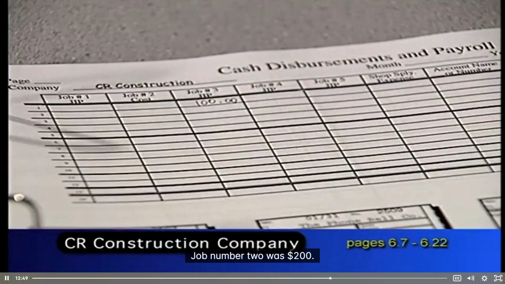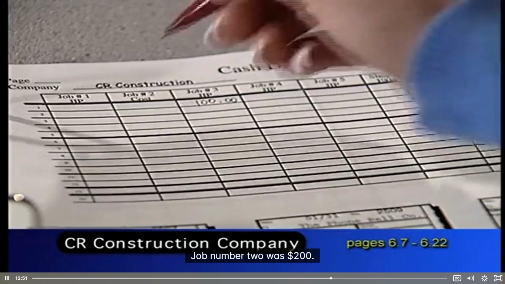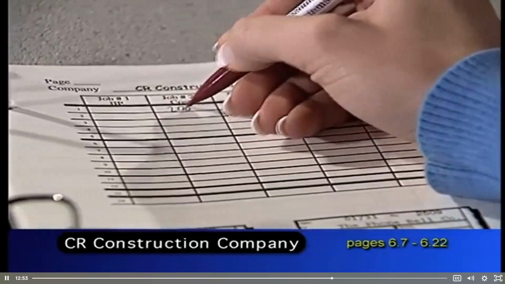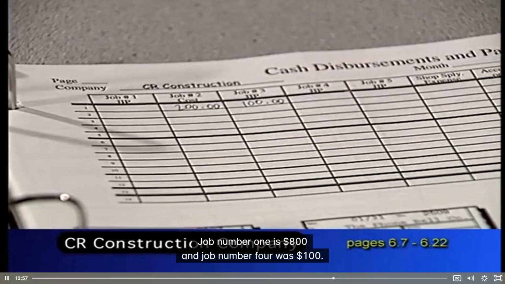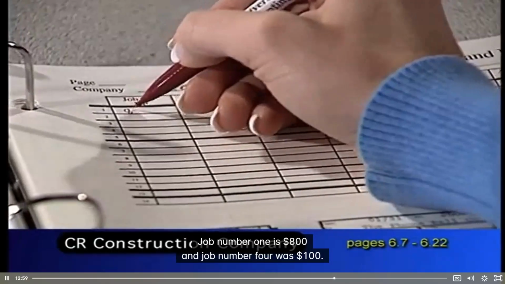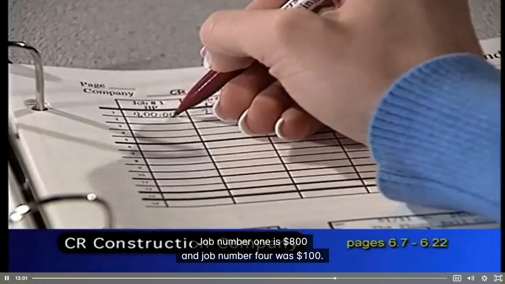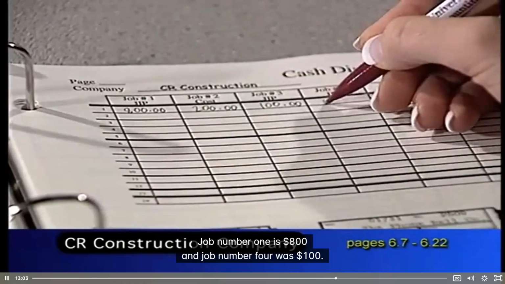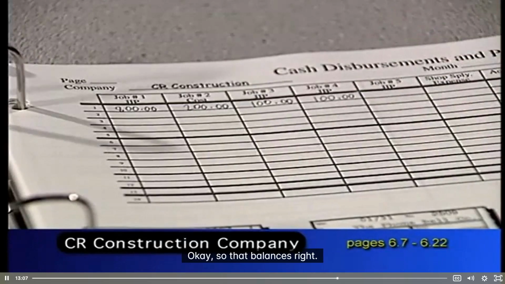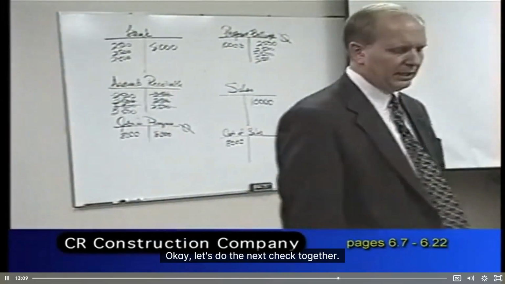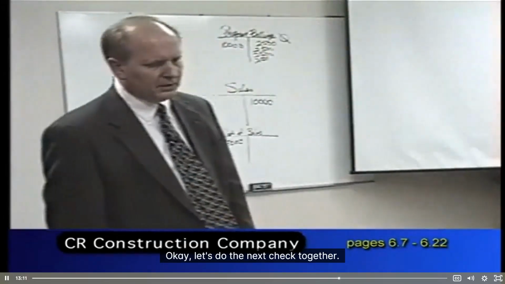Job number 2 was $200. Job number 1 is $800. And job number 4 was $100. Does that add up to $1,200? Okay, so that balances, right? Okay, let's do the next check together.